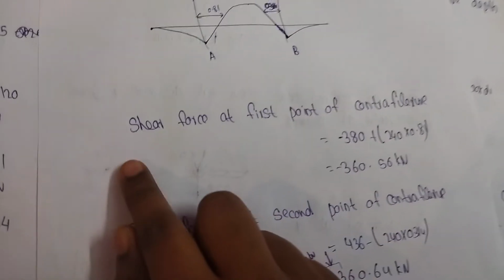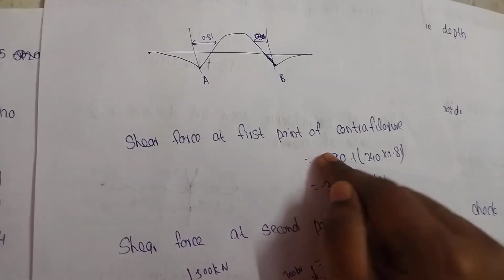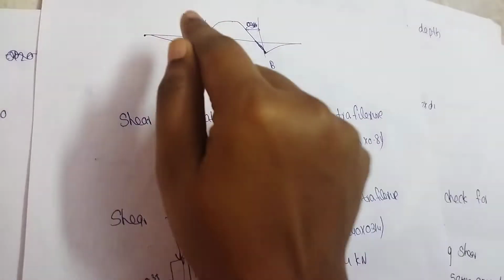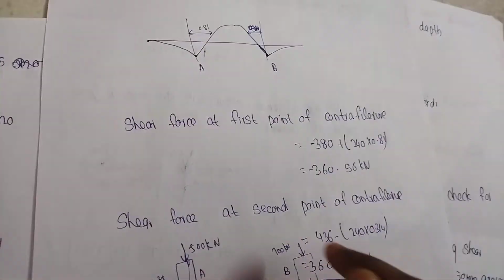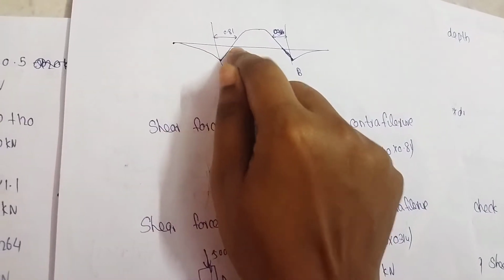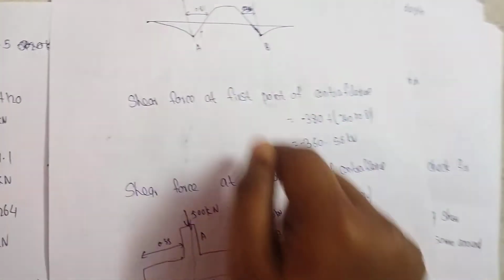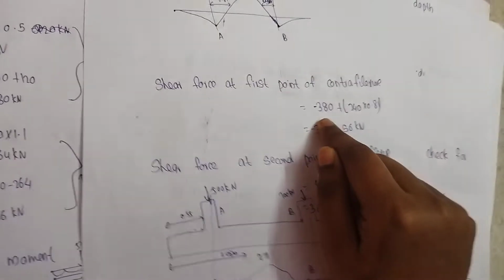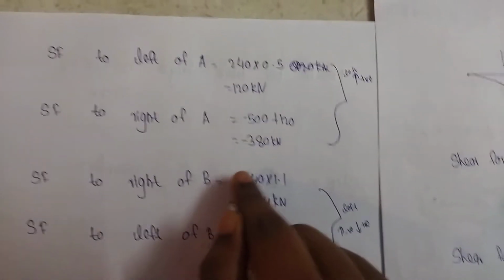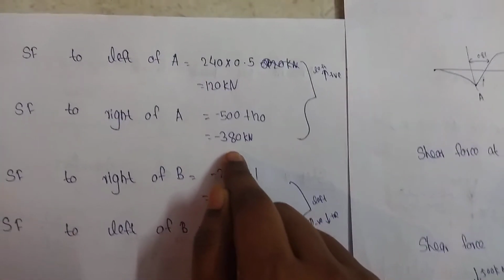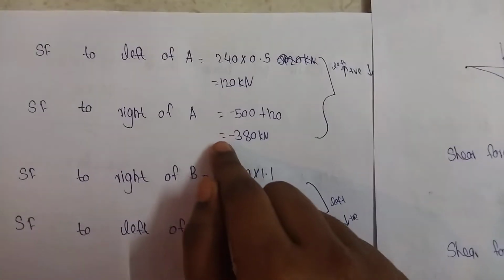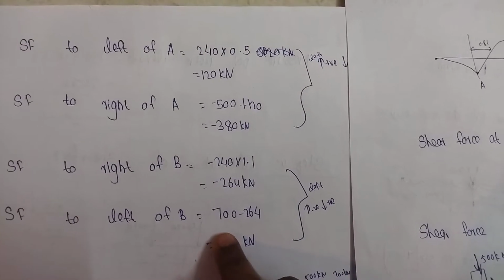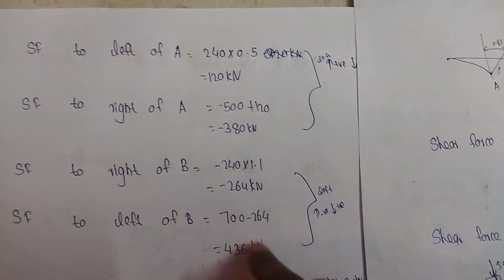Then we want to calculate the shear force at the first point of contraflexure and the second point of contraflexure by this equation. So this minus 380, we already calculated in shear force to right of A, that is inside column A, and shear force to left of B, that is inside column B. So we want to take these two values.